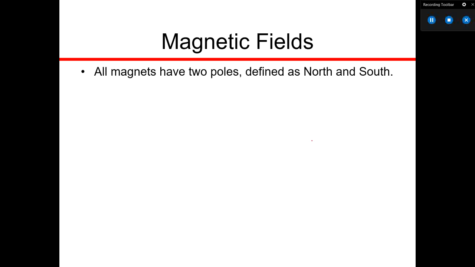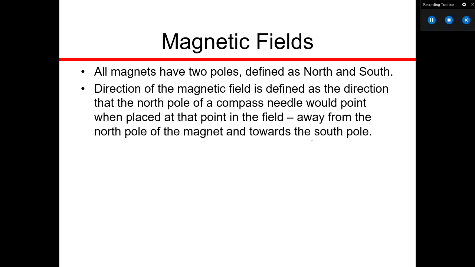So all magnets have two poles defined as north and south. The direction of the magnetic field is defined as the direction that the north pole of a compass needle points when placed at a point in the magnetic field.